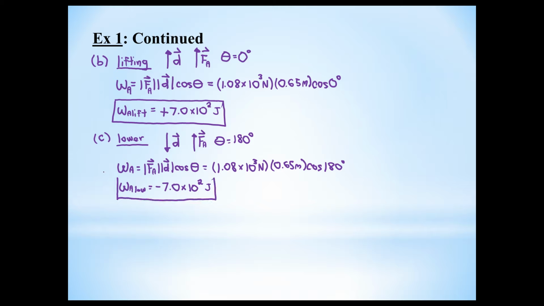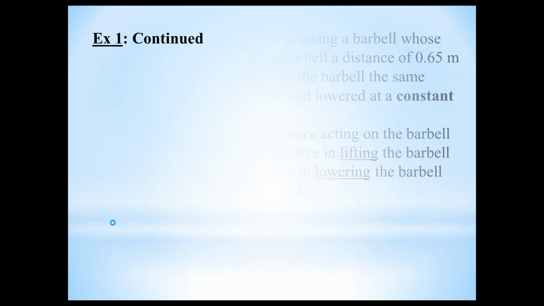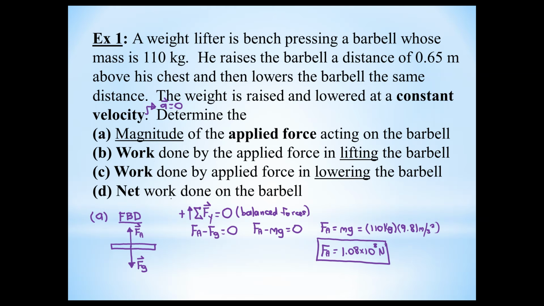Again, if work is positive, you're putting energy into the object. If work is negative, then energy is being removed from the object. It has nothing to do with direction. Again, negative work does not mean it's going down. It just coincides with that in this problem. Okay, D wants me to calculate the net work done on the barbell. I'll say specifically net work done by the applied force. So maybe we'll clarify that. Net work done on the barbell by the applied force.